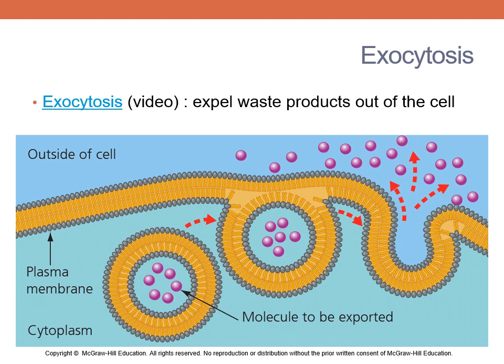Exocytosis is the opposite action that allows cells to expel waste products. Everything occurs in reverse of endocytosis. The vesicle with the waste molecules moves to the cell membrane, and then the cell membrane fuses to the membrane of the vesicle. The vesicle then opens and dumps its contents to the outside of the cell. You can click on this link to view exocytosis in action.